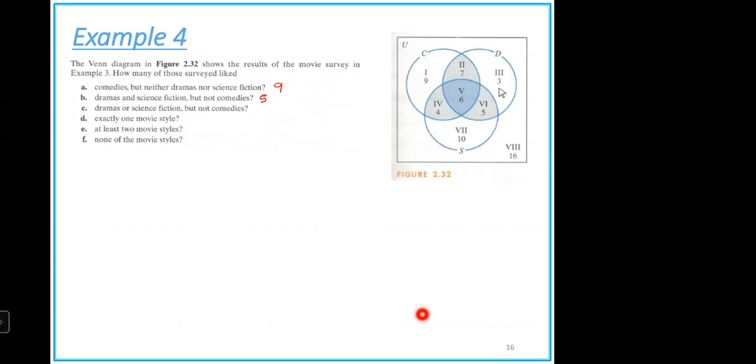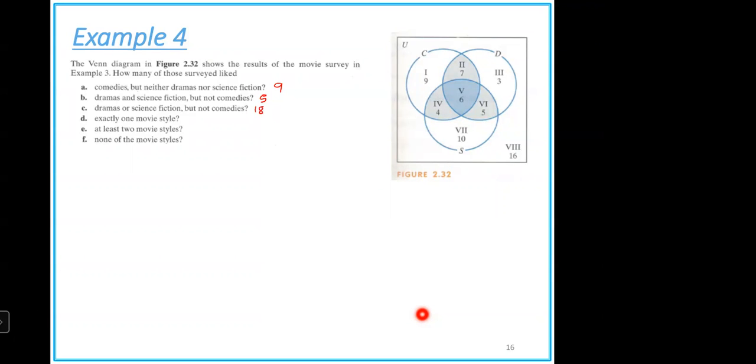18. Okay, right. So drama or science fiction, but not comedy. Once we use the word or, that means you could fall here, in the intersection, or there. We don't want anybody who likes comedy in this answer, just the people who like drama or science fiction. So it would be the 10, the 3, and the people who fall between the two of them. So that would be 18 in total, yes.